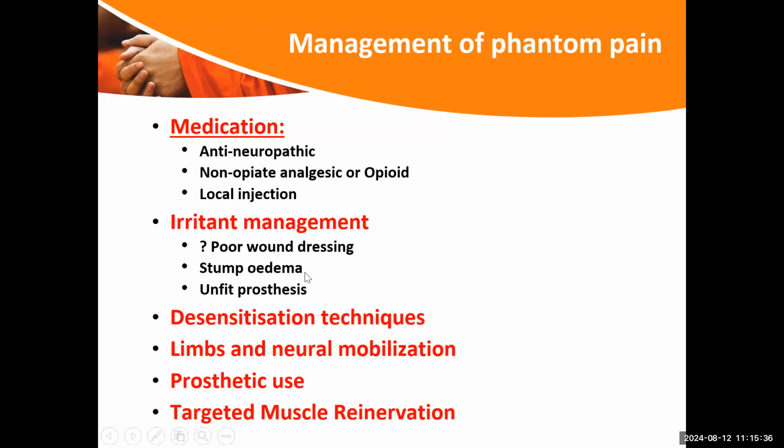It's called targeted muscle reinnervation. We will talk about it in the later part. Of course, using the prosthesis will decrease the phantom pain because, as I said, compression actually decreases phantom pain. So using the prosthesis actually means compressing onto the stump. Okay, so it's good for the phantom pain.